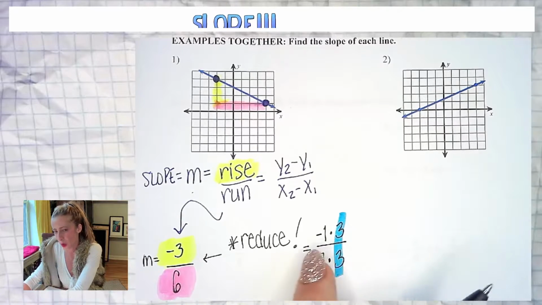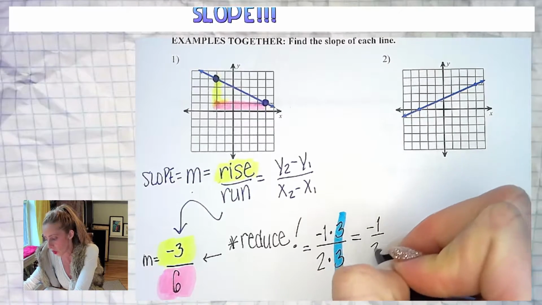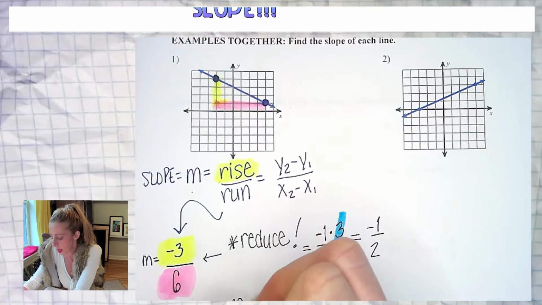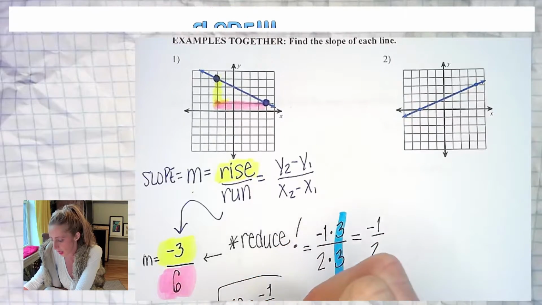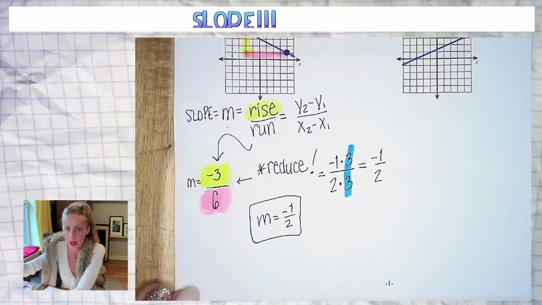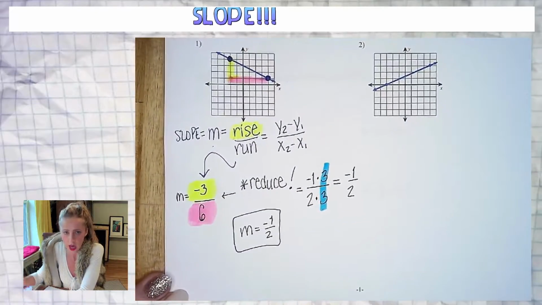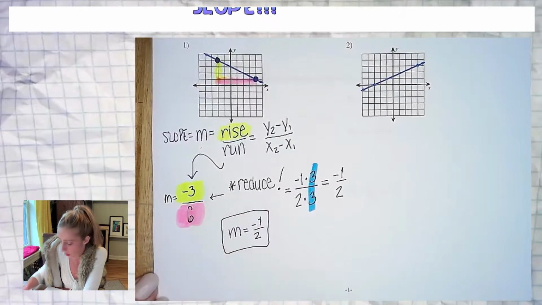So if you look, I broke down the multiplication so I could see it a little bit better, and negative 1 over 2. So m equals negative 1 over 2. And I circle it. I showed my work. Amazing. That would be a lot of good work done. That would be acceptable.